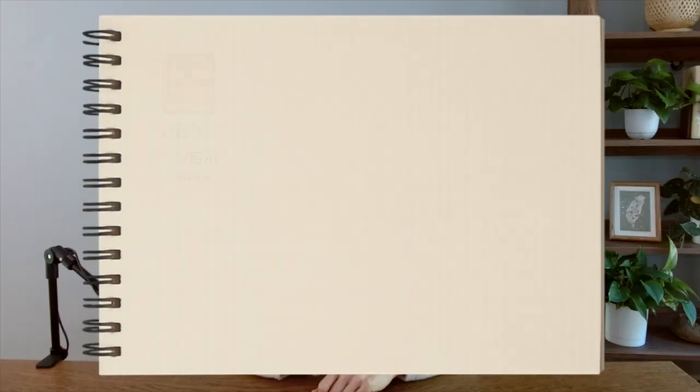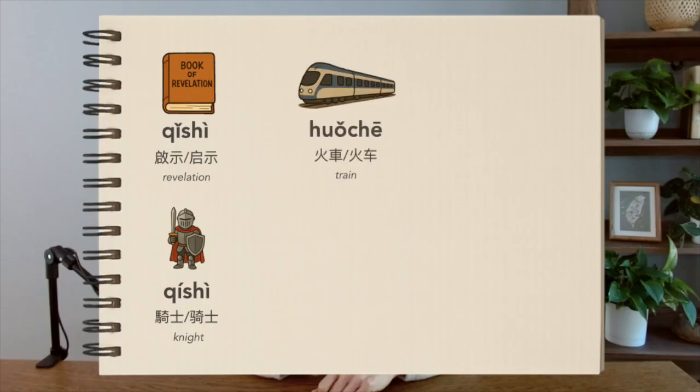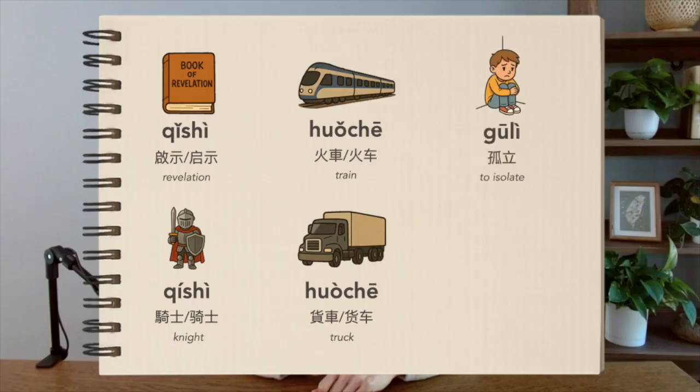Now, as you're getting more and more familiar with the sound, test your ears with some minimal pairs. 启示，骑士，火车，货车，孤立，鼓励。We can't talk about the third tone without talking about third tone change.